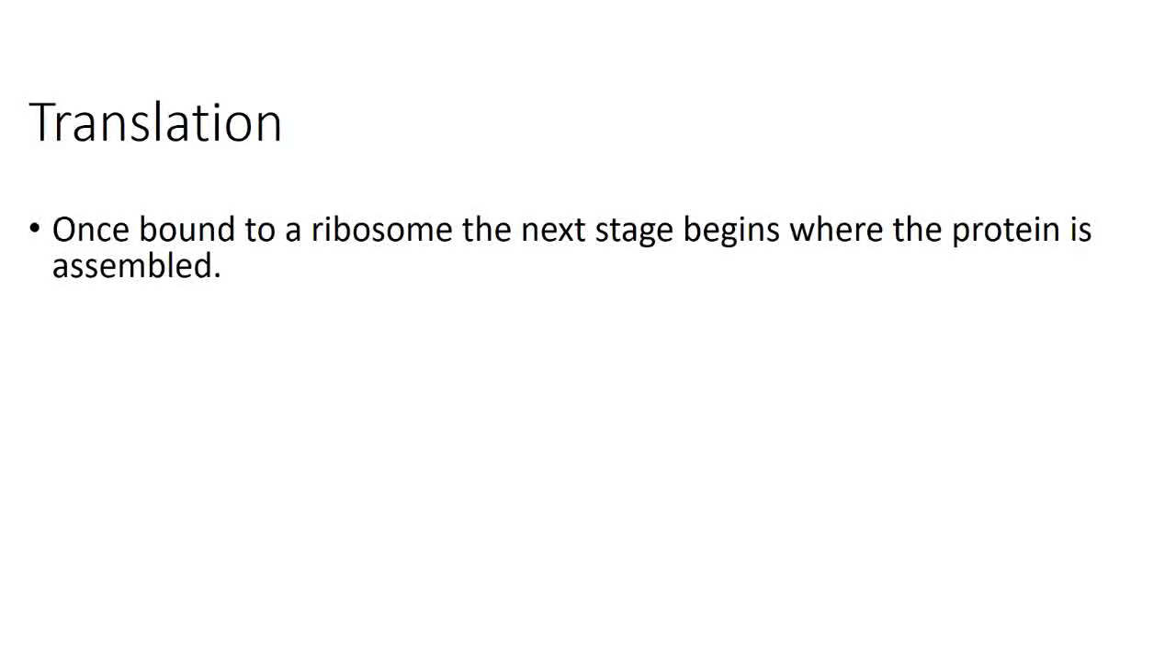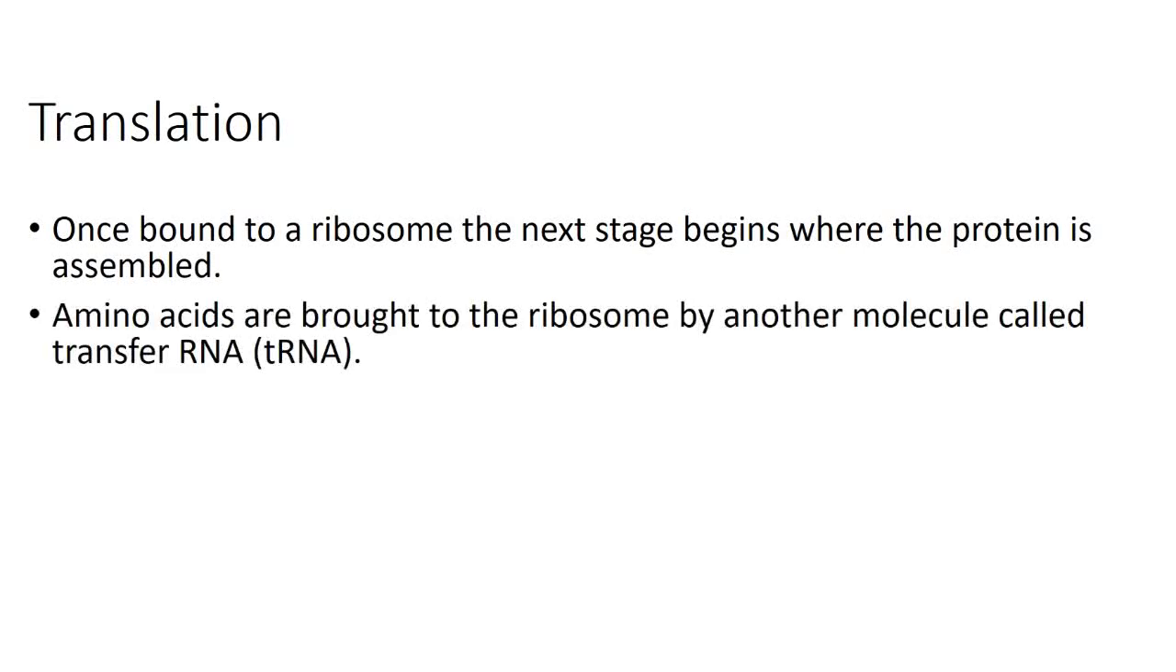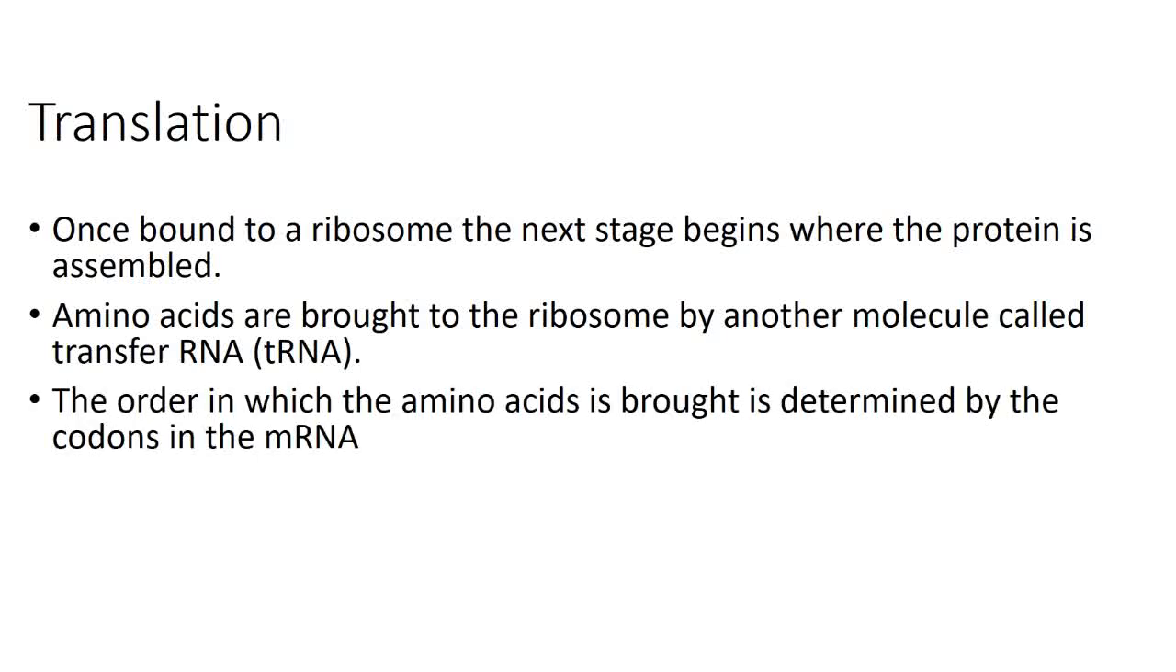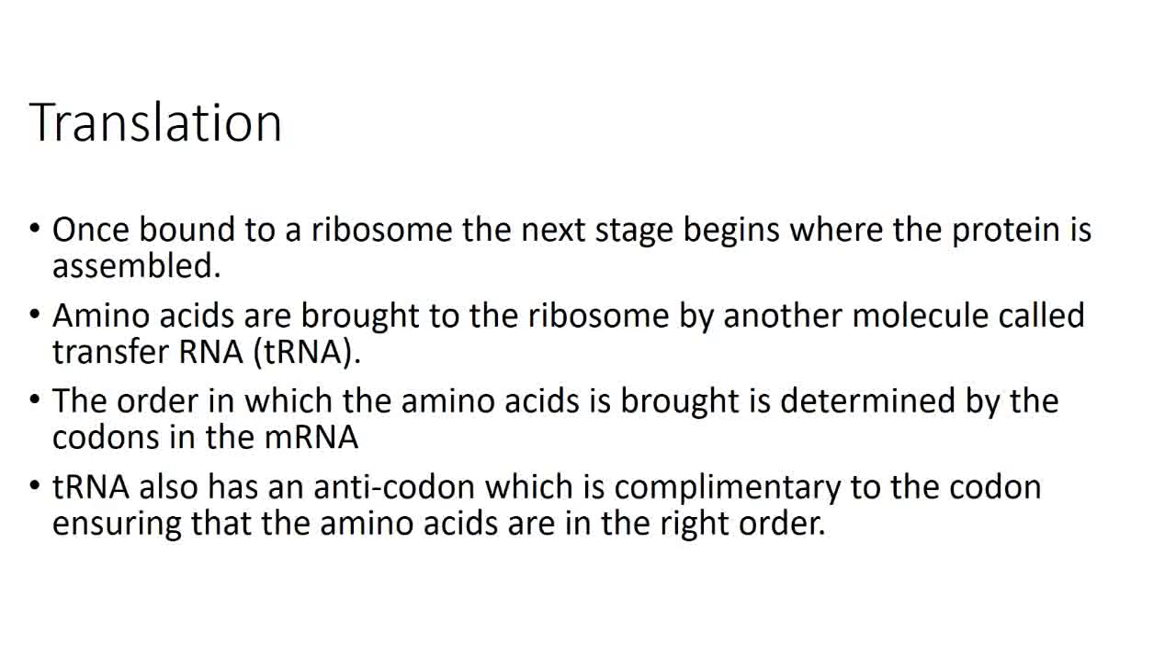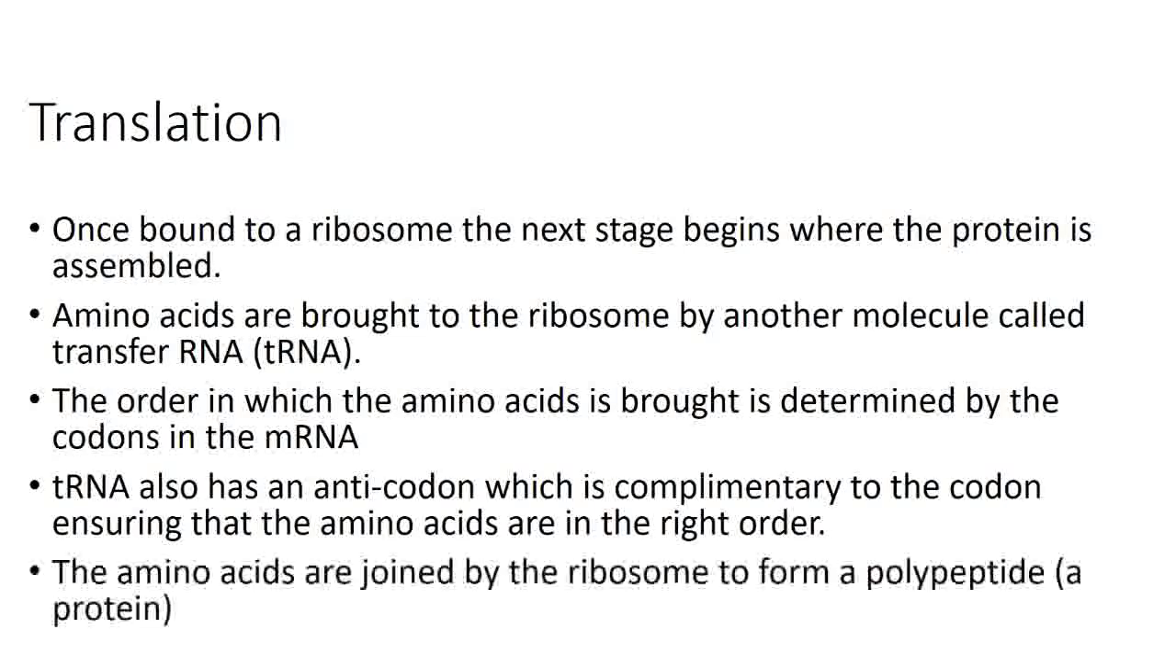Once bound to a ribosome, the next stage, called translation, begins, where the protein is assembled. Amino acids are brought to the ribosome by another molecule called transfer RNA or tRNA. The order in which the amino acids is brought is determined by the codons in the mRNA. tRNA also has an anticodon, which is complementary to the codon, ensuring that the amino acids are in the right order. The amino acids are joined by the ribosome to form a polypeptide, which is a posh term for a protein.